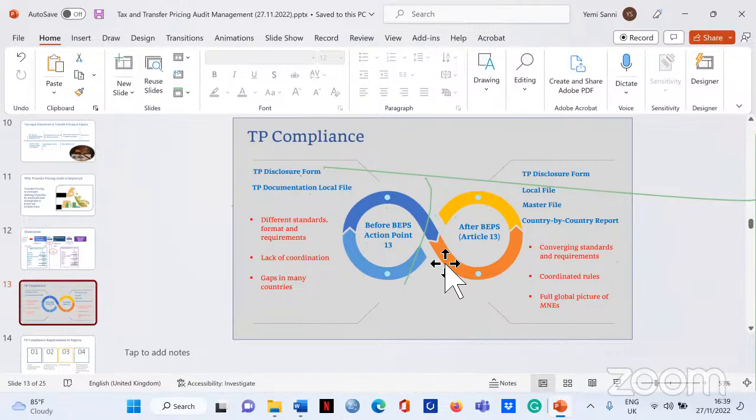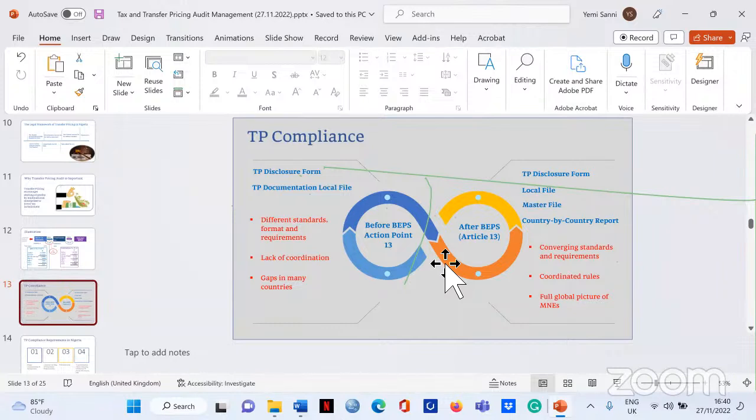Also, there was lack of coordination, and there were gaps in many of these countries. But with the advent of BEPS Action Point 13, it brought standardization to TP in the sense that the disclosure form still remains, but now we are mandated to have what you call the tiered documentation, which is the local file, the master file, and the country by country reporting.